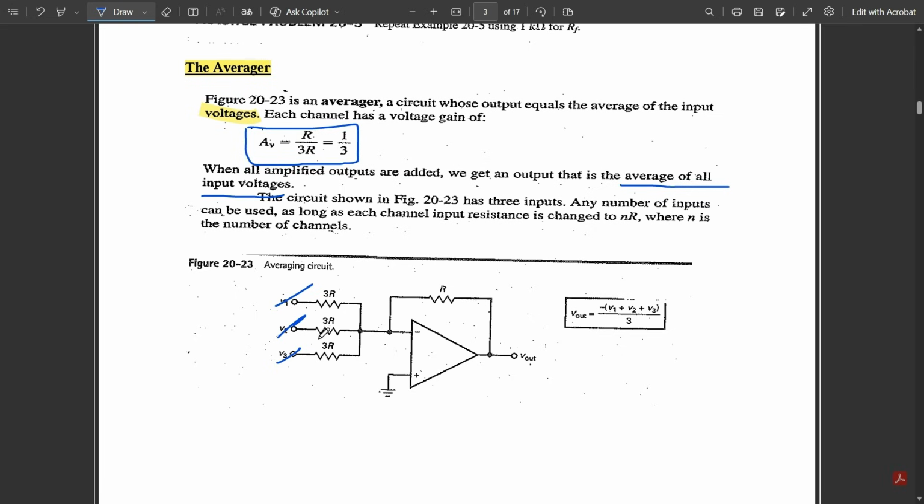So each of them is given as 3R, 3R, and 3R, and one feedback resistance is given, with the inputs through the inverting terminal and the non-inverting terminal given to ground. Okay, so this is the basic averaging circuit.